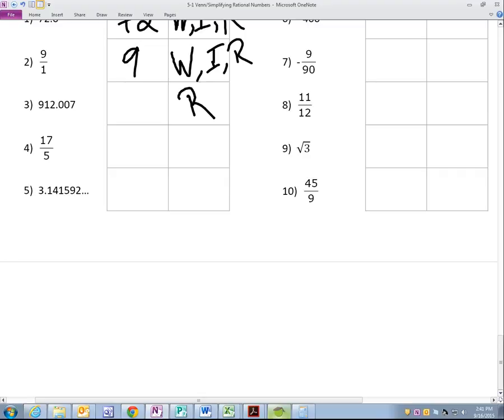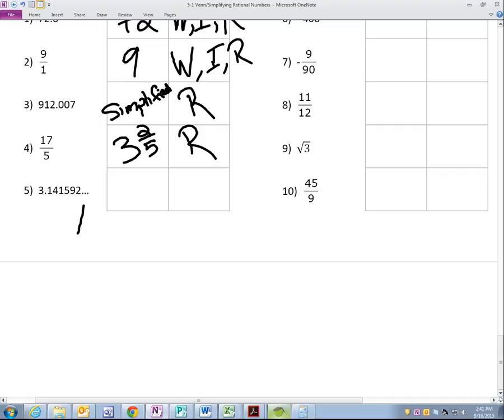You don't have to write this, but this is how that would be. You have 912 and 7 thousandths. So, it is simplified. Good. Next, we have 17 over 5. Is that its simplest form? No, it is not. Because you can do 3 2/5. And that is a rational number.